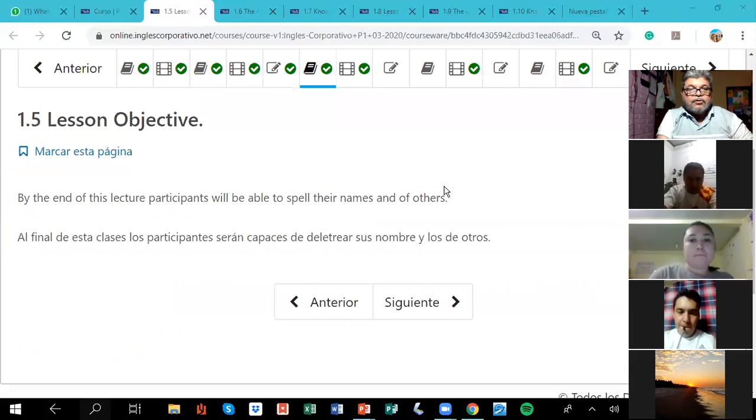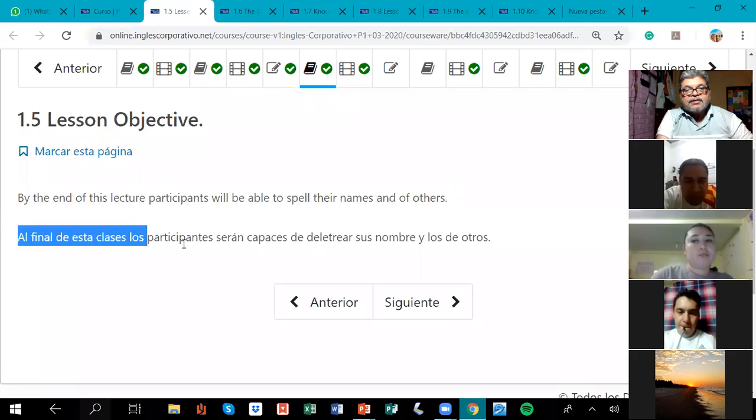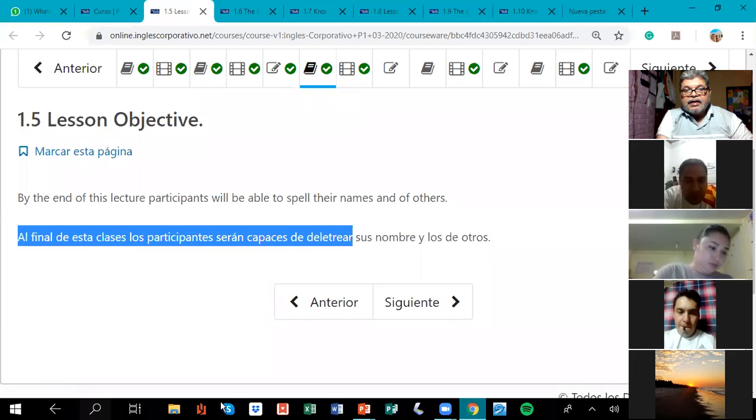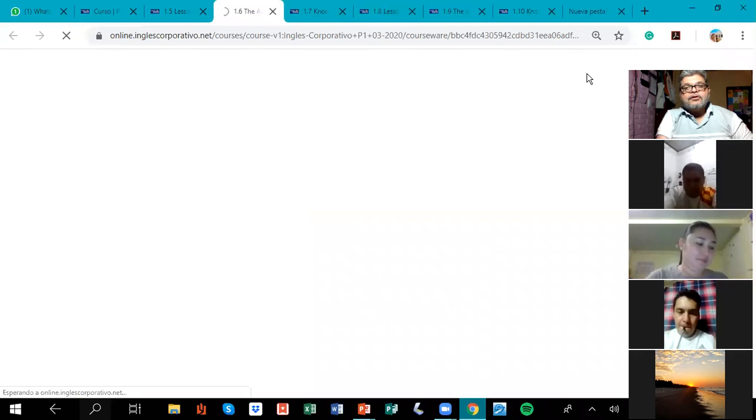Okay. Nuestro primer objetivo de hoy dice, by the end of this lecture, participants will be able to spell their names and of others. Al final de esta clase, los participantes serán capaces de deletrear, spell, sus nombres y los de otros. Spell es deletrear. You're going to be able to spell your name and of others. Entonces, lo primero, vamos a aprendernos the alphabet. We are going to practice the alphabet.